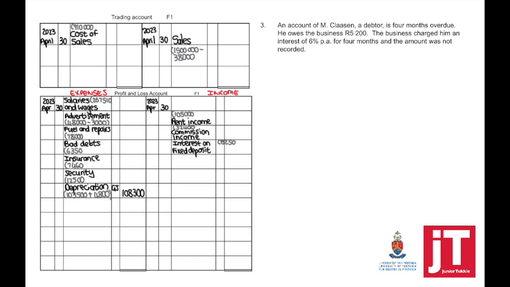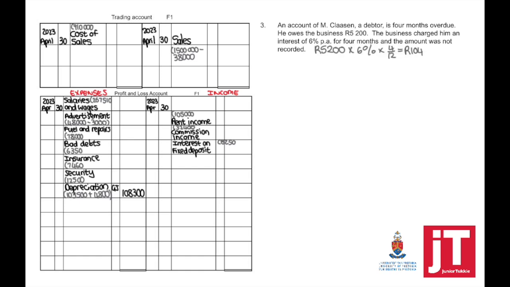Adjustment number 3. An account of M. Claassen, a debtor, is 4 months overdue. He owes the business 5,200. The business charged him an interest of 6% per annum for 4 months, and the amount was not recorded. Step number 1, calculate the interest that should be added.